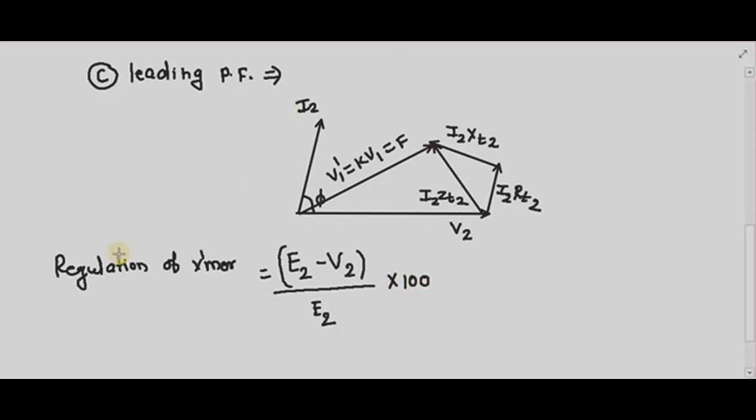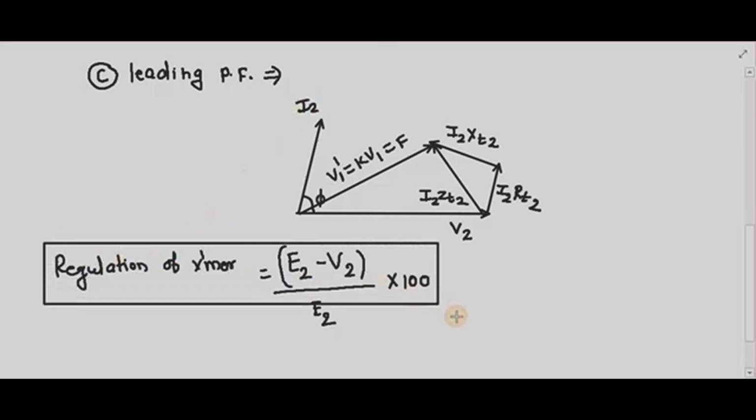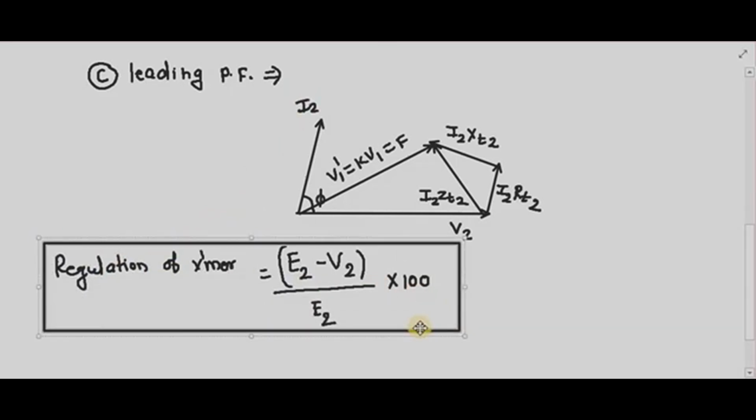So the regulation of the transformer is defined as the change in the secondary terminal voltage from no load to full load when my primary impressed voltage V1 and the temperature of the transformer I am maintaining constant.